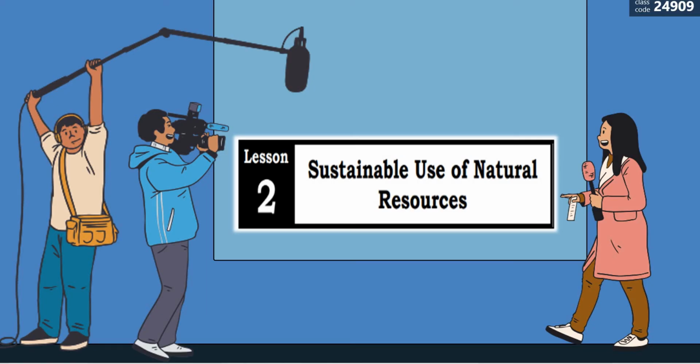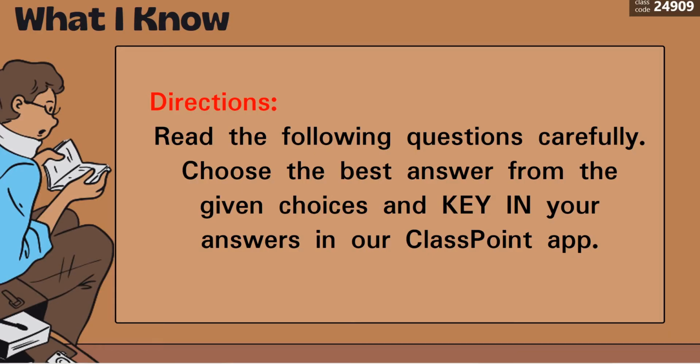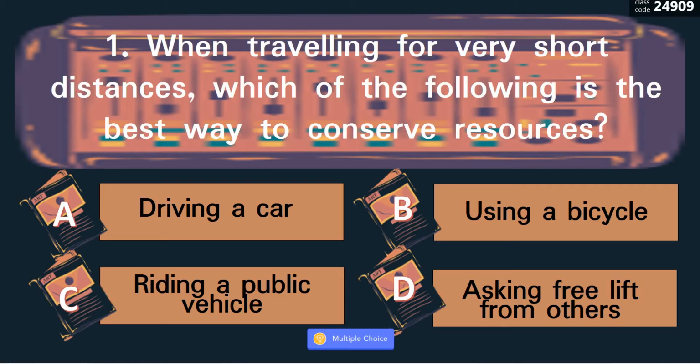So let's proceed. Our lesson 2 for module number 2 is all about sustainable use of natural resources. So let's have this capture review. What I know. Directions. Read the following questions carefully. Choose the best answer from given choices and key in your answers in our class point up. Let's start with number 1.